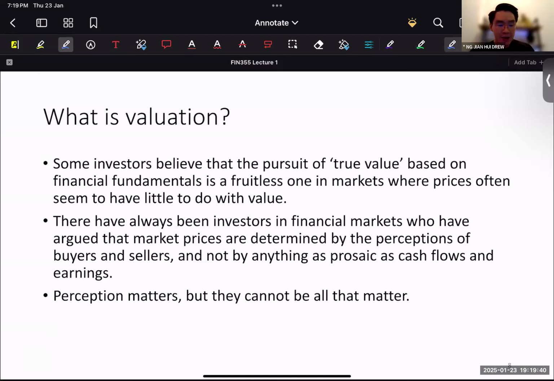There's some comment that some believe that the pursuit of true value is useless. Useless to do so. There's some comment.